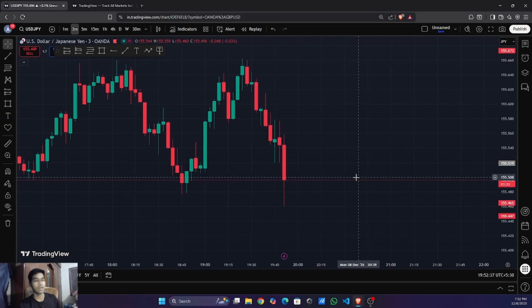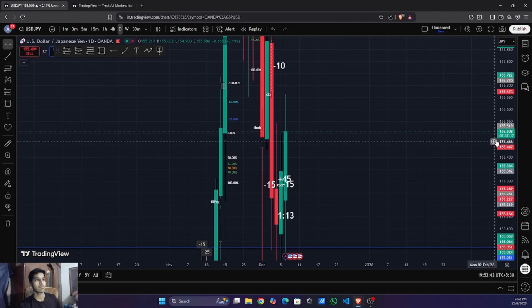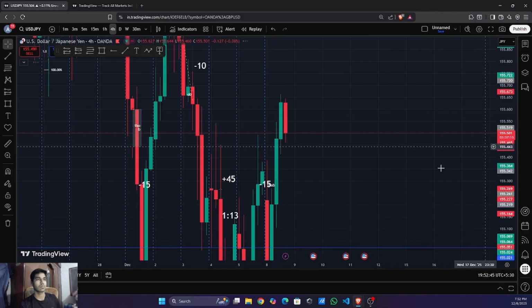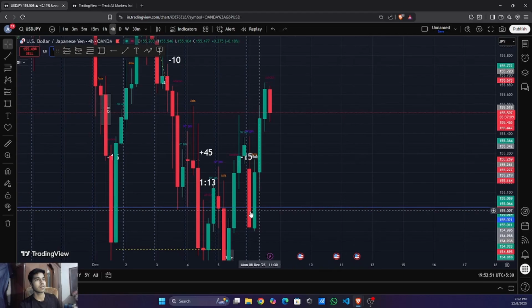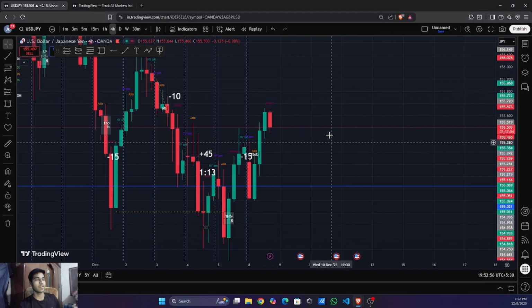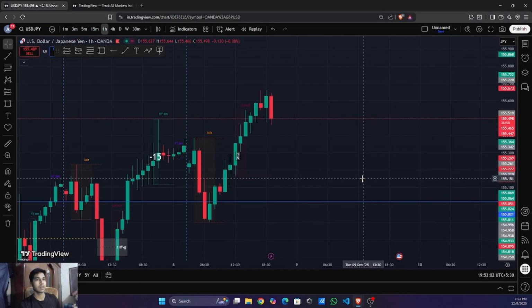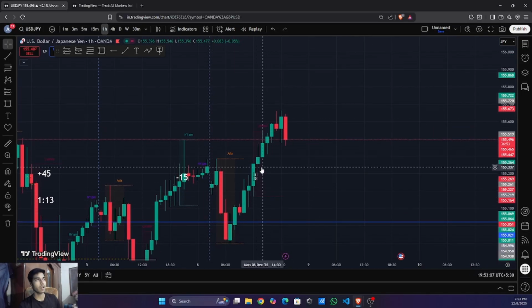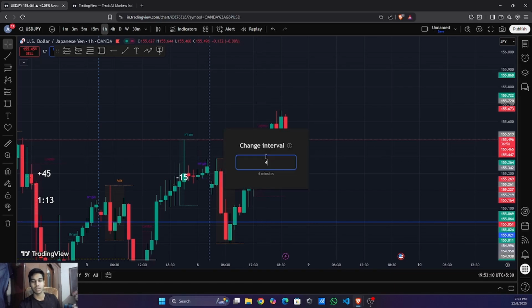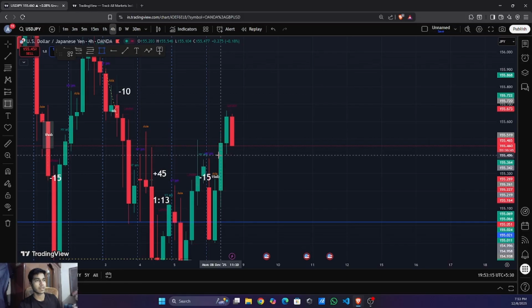And JPY, what were we doing? So 4 hour, it is a retracement. The trend is bullish, no doubt. It is bullish. 1 hour, it is giving a breakdown, but it can tap into the fair value gap of 4 hour over here somewhere. Where is it? Okay, it will tap the 4 hour. That's a good thing. So we can trade that.